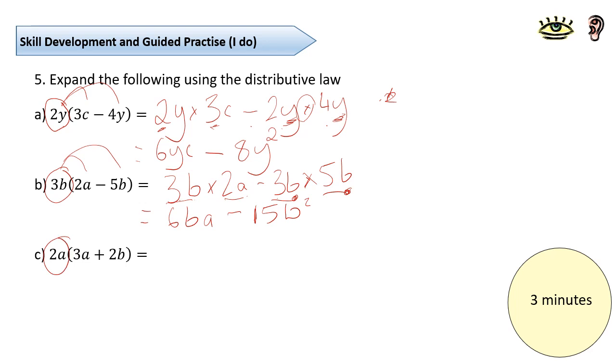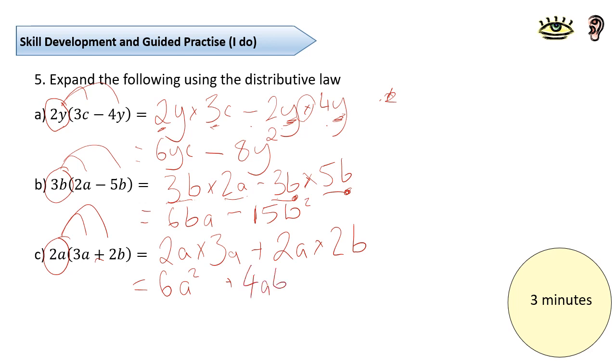Last one here, 2a times everything inside the brackets. That doesn't change. 2a times the first thing in the brackets, which is 3a, and then I have a plus, so I have a plus 2a, because it's outside the brackets, times 2b inside the brackets. Tidying it up, 6a squared plus 4ab. Hopefully that looks good to you guys.